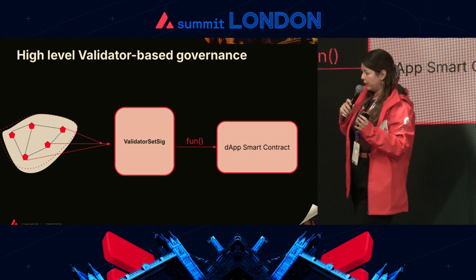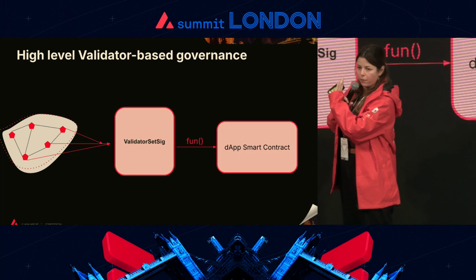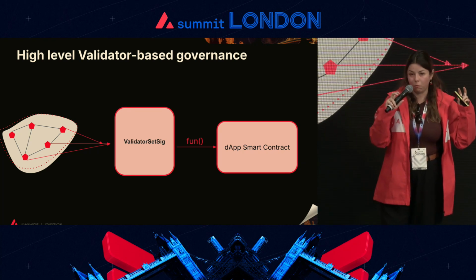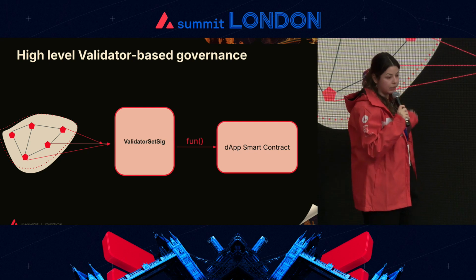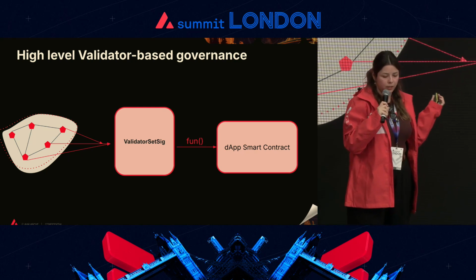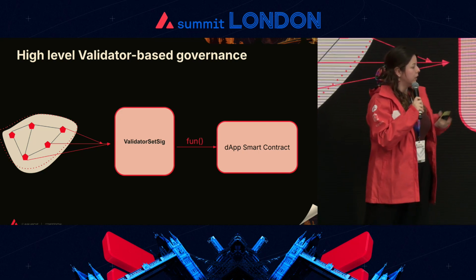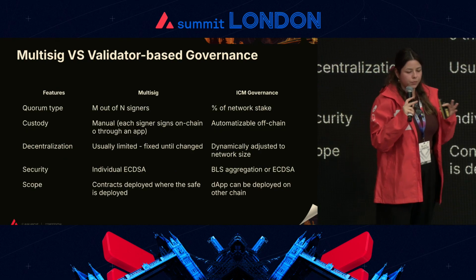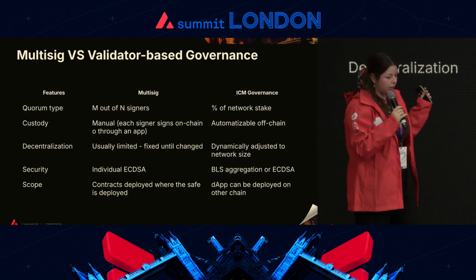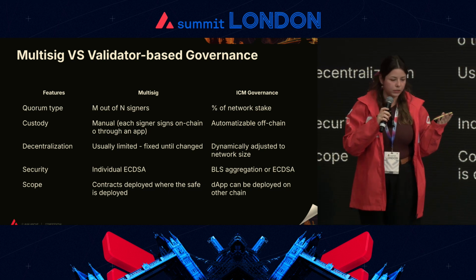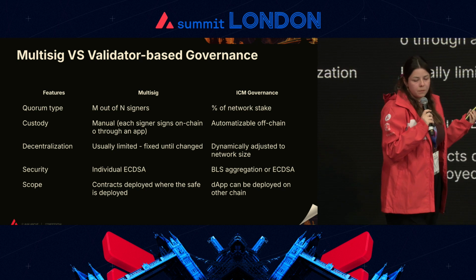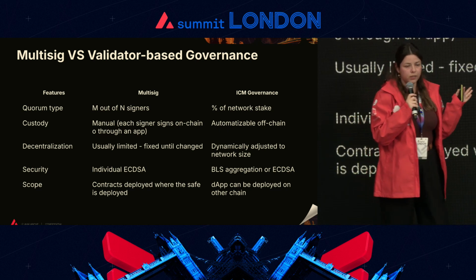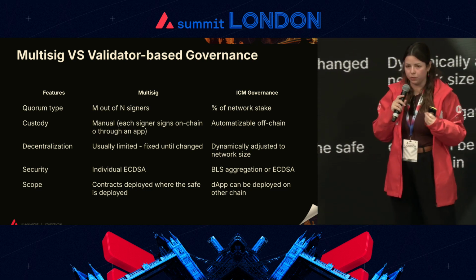When we talk about this, instead of having a list of signers, that power is sent to the validator set, so we have this validator set signature, which is going to act as our multi-sig wallet in some way. But again, instead of having multiple signers as a list, you'll have the whole set of validators. Then you can control or interact with those dApp smart contracts in order to meet the specific security needs that you want. Here is a little comparative table. In a multi-sig, M out of N signers are required to process a transaction, while in ICM validator governance, a percentage of the network stake is required to sign a transaction in order to create a change or interact with specific functions.